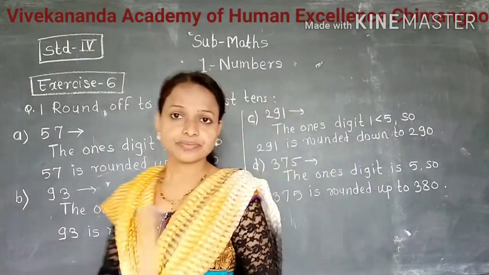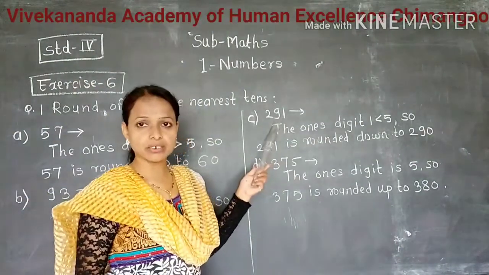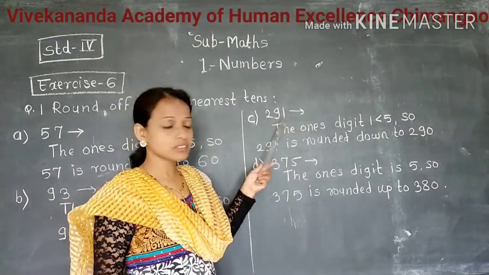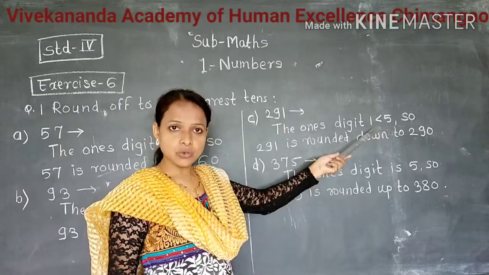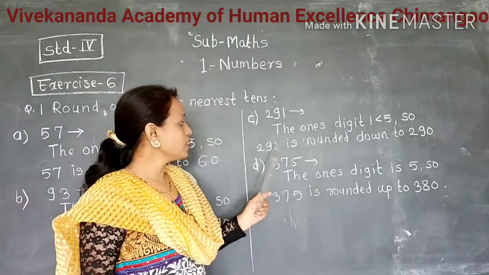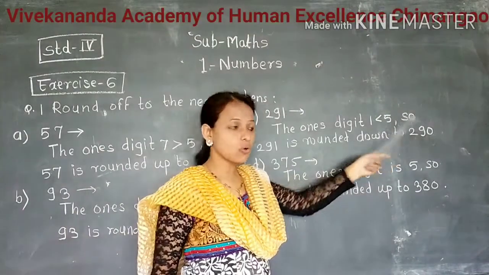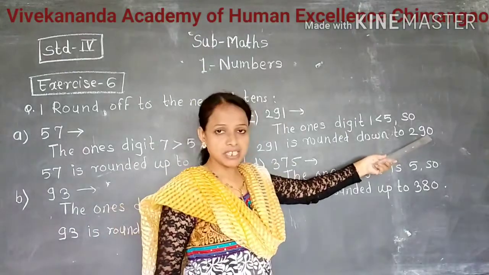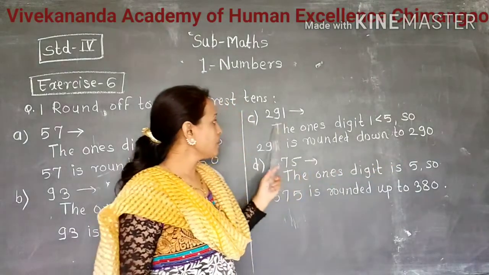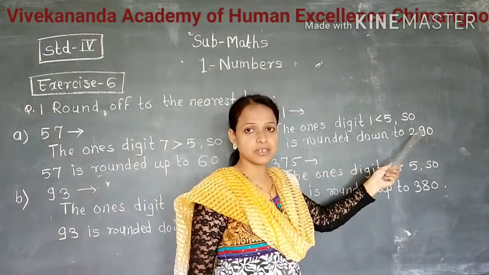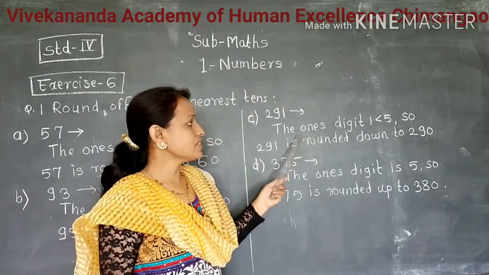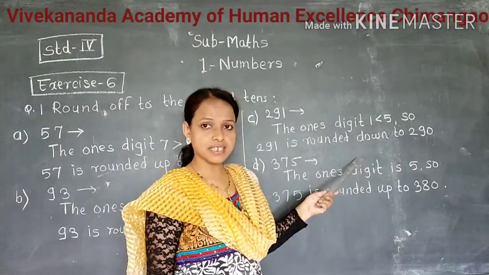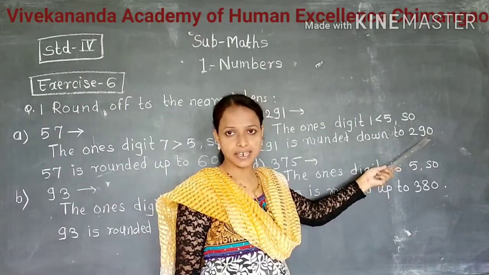Next, C. 291. Here also we have to see the ones digit. Ones digit is 1, which is less than 5. So here also in 291 the ones digit is replaced by 0 and the remaining remains the same. So the 1 digit is replaced by 0 because the ones digit is 1, and the remaining 29 remains the same. So what is our answer? The ones digit 1 is less than 5. So 291 is rounded down. It is less than, so rounded down to 290.